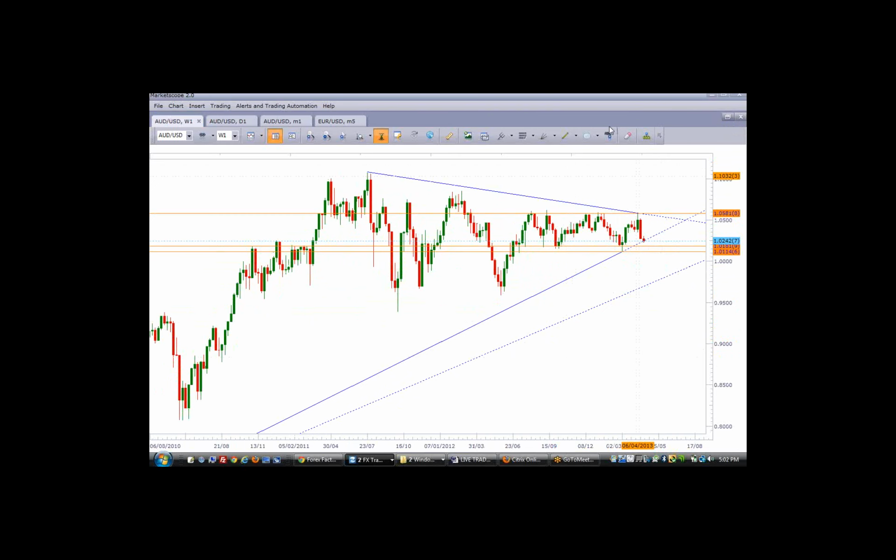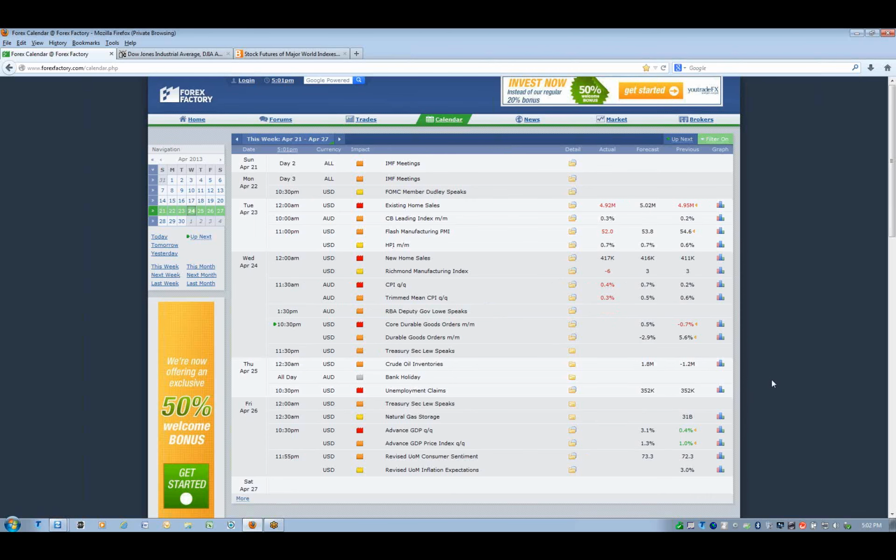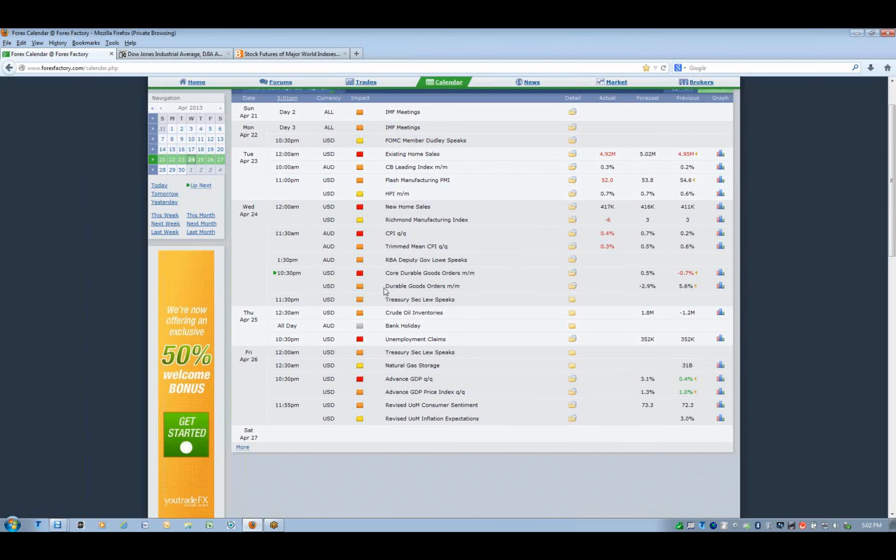Okay, M1. So I'll do very briefly the macro fundamentals. I'm not too sure if you've done it previously today. This is just for the Australian dollar and the US dollar, which is applicable to this particular pair. This one's coming up as a core durable goods orders month on month, the US dollar. A couple of ambers, the Treasury, crude oil inventories.